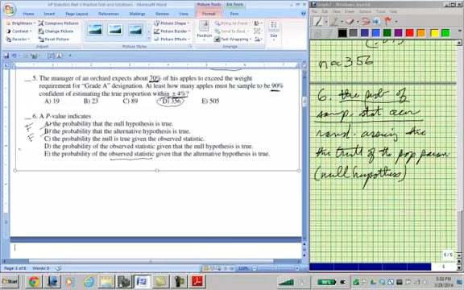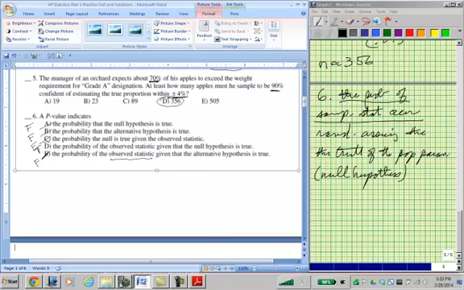C, the probability the null is true given the observed statistics. Again, it doesn't have anything to do with the hypotheses. It's all about the observed statistic. Now this looks a little better. D, the probability of the observed statistic, so far so good, given that the null hypothesis is true. That is correct. So D is true. Now let's look at E. The probability of the observed statistic given that the alternative, no, we're assuming the null hypothesis to begin with. We're definitely not assuming the alternative hypothesis. So the only thing that's true is D.